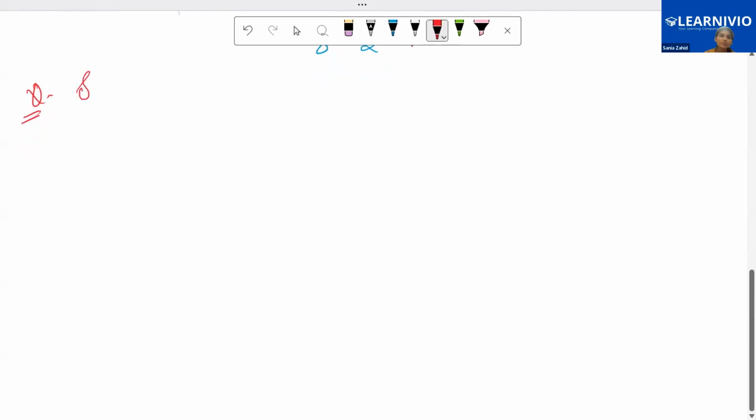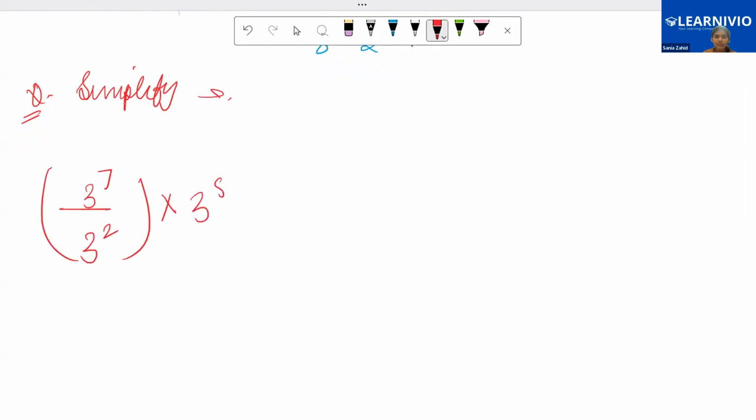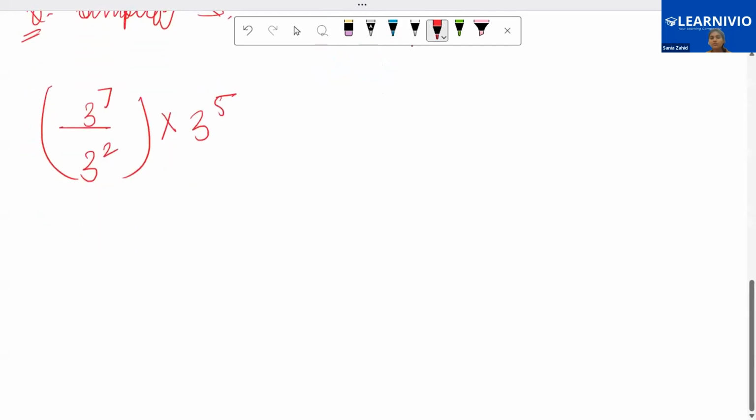Now there is a question where you have to simplify 3 to the power 7 upon 3 to the power 2, multiplied with 3 to the power 5. Okay, please pay attention. First of all, solve what is inside the bracket. So inside the bracket, 3 to the power 7 and 3 to the power 2. So it becomes 3 to the power 7 minus 2, which is 3 to the power 5, into 3 to the power 5. You have the same base, so you just add the powers. So 3 to the power 10 is your answer.